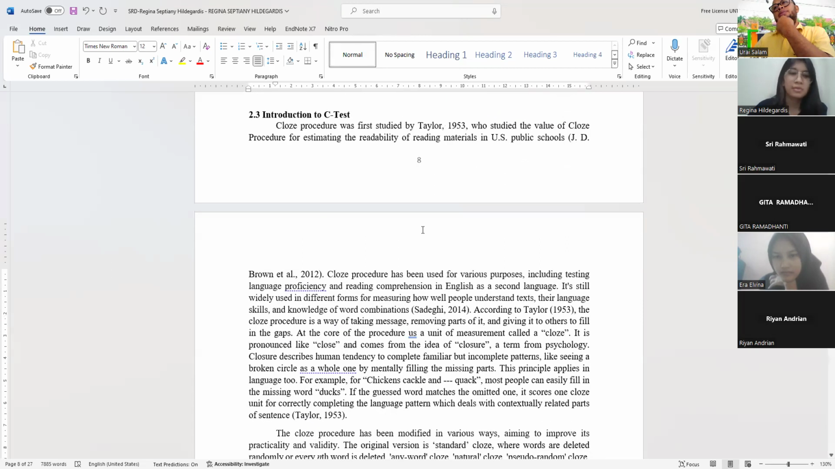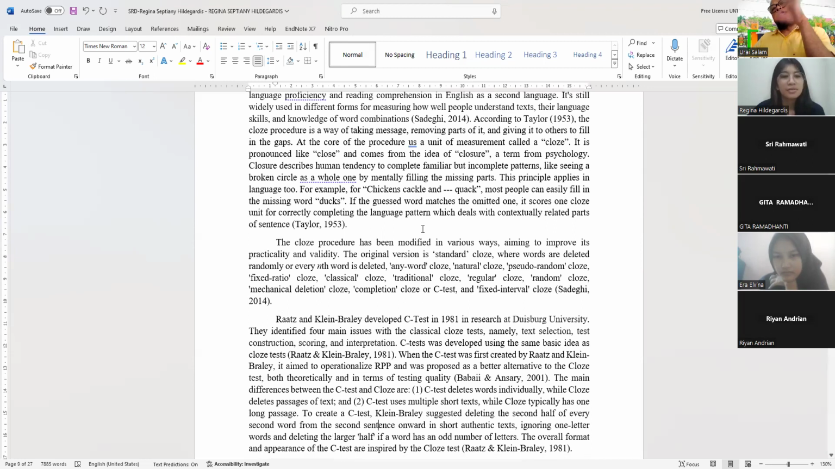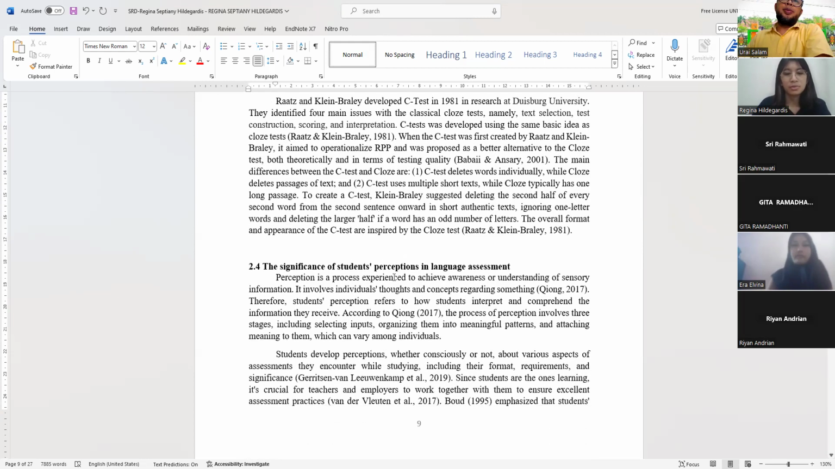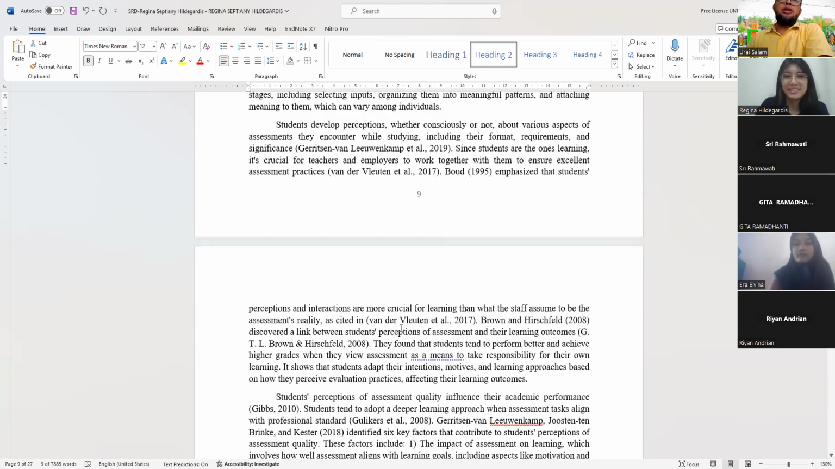Perhaps the structure, perhaps the development, or the one already developed. You need to give some examples and so on. So discuss, yeah, a bit more detail about the C-test. Now this, kalau ini apa nih? Ini mungkin naikkan ke atas tempat tadi kan, perception in language assessment.